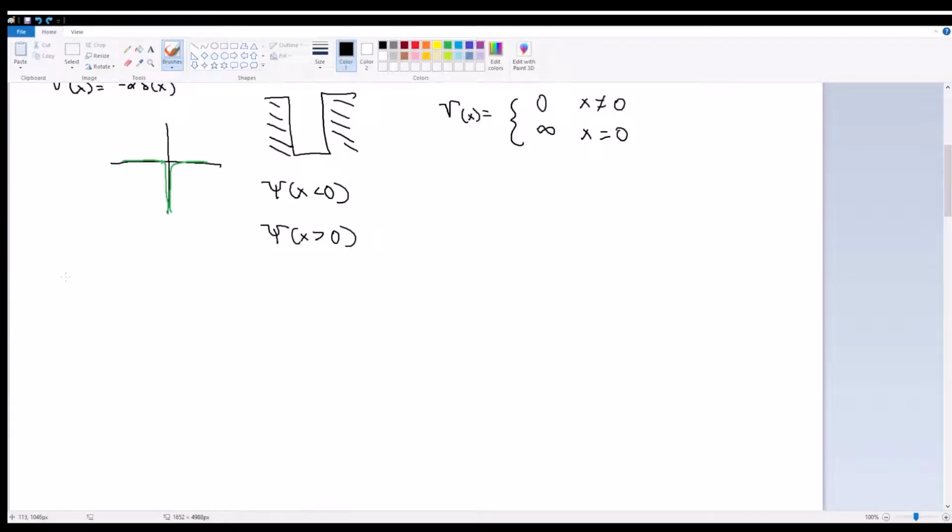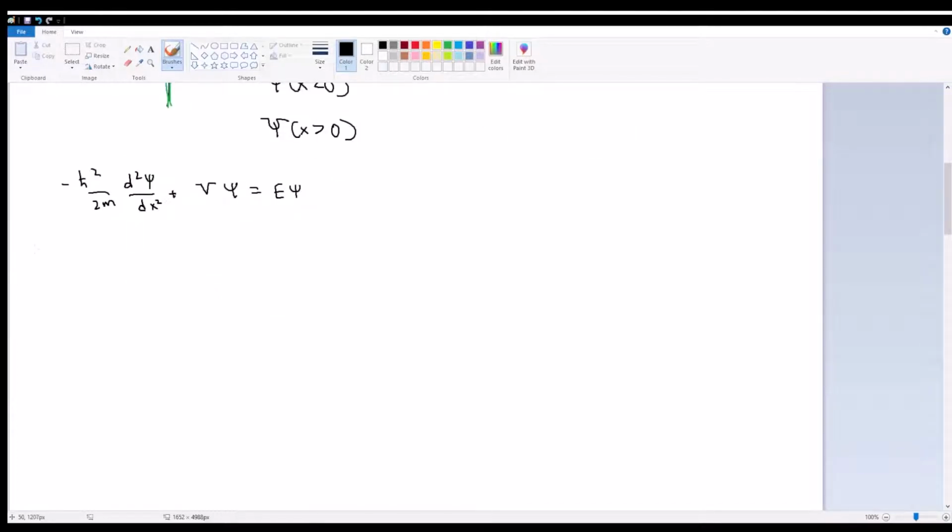So the Schrodinger equation is negative h bar squared over 2m times d2 psi over dx squared, or I believe it's plus V times psi, equals E times psi. So if V is going to be 0 everywhere except at 0, and I'm not analyzing 0, I'm analyzing all points to the left and to the right of 0, I can just set it equal to 0 and solve it in the exact same way I did with the infinite square well.